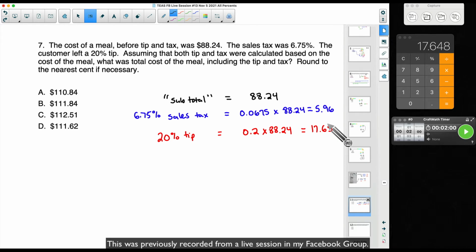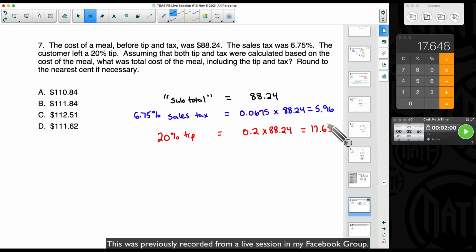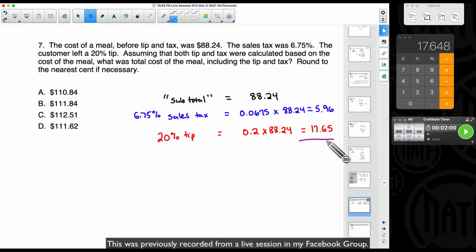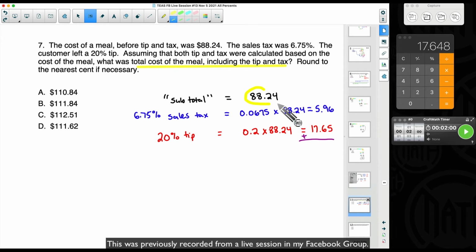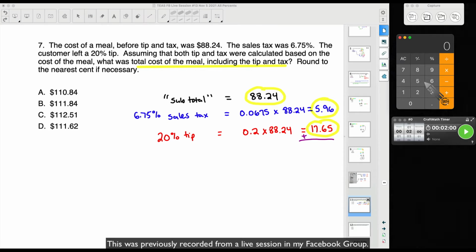If you do these calculations separately like I'm doing here, and suppose you get an answer that's not exactly matching what you see, just go with your gut. We do want to add up all 3 of these to find the total cost of the meal, including the tip and tax. We're going to add up all 3 of these things that I'm circling in yellow.